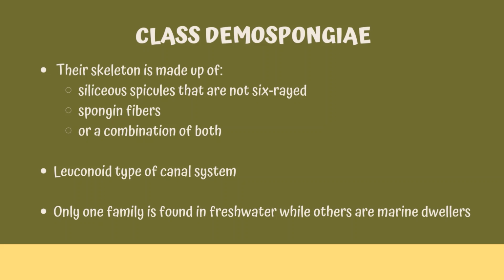Class Demospongiae. The skeleton of these sponges is made up of either siliceous spicules that are not six-rayed or spongin fibers, or a combination of both. They exhibit the leuconoid type of canal system. Only one family is found in freshwater and all the others are marine dwellers.